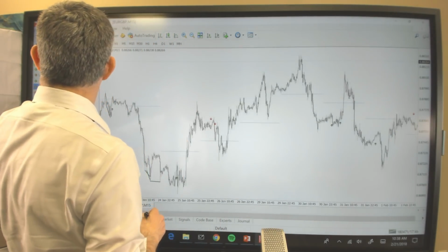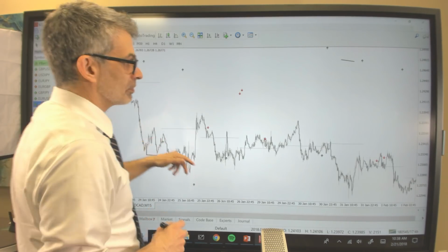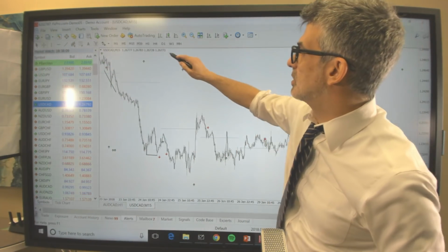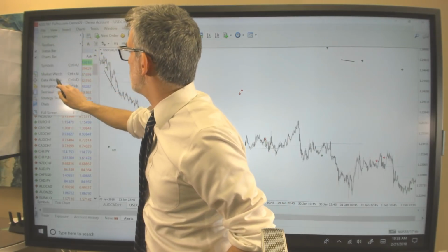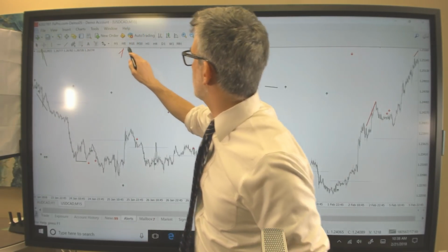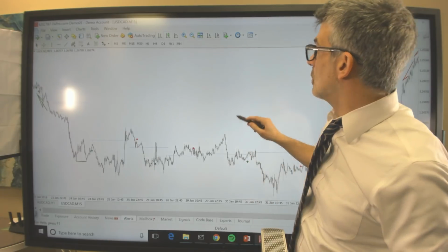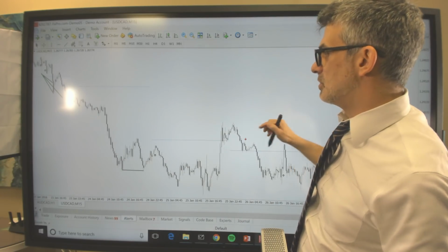U.S. dollar, Canadian dollar. Here we go. All right, so we brought up the U.S. dollar, Canadian dollar. And I'll zoom in to make it a little bit easier to see.